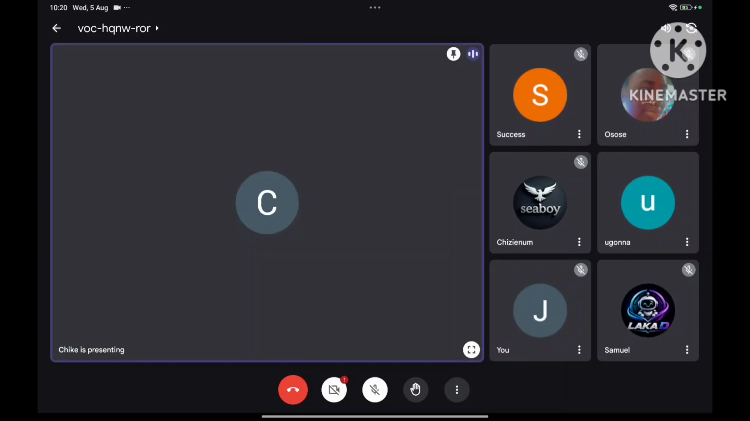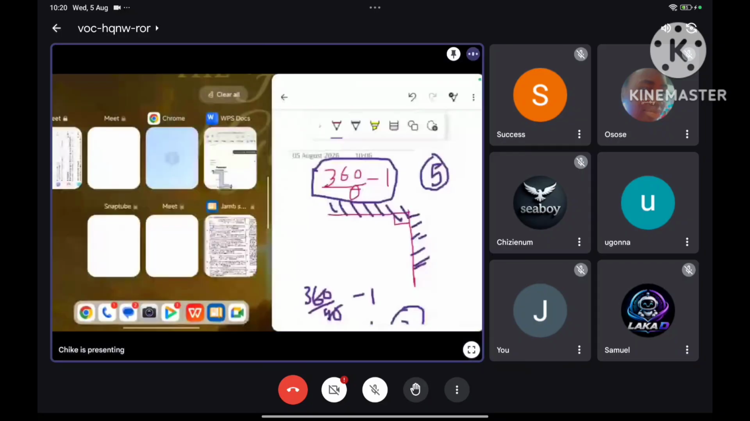This scope is placed at 60 degrees. This angle at 60 degrees. I hope that's clear.